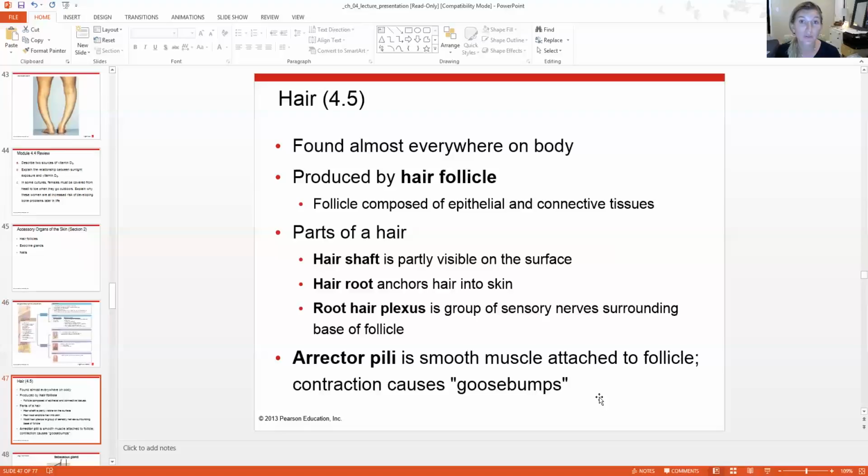The hair root is what anchors your hair to your skin. And then the root hair plexus is the special nerve ending that's associated with the root. And that allows you to know when your hair is being moved around by a breeze or by someone else touching you. The erector pili is a small muscle that's associated with every little hair on your arms and legs, and this is what becomes erect and allows your hair to stand up when you get goosebumps.